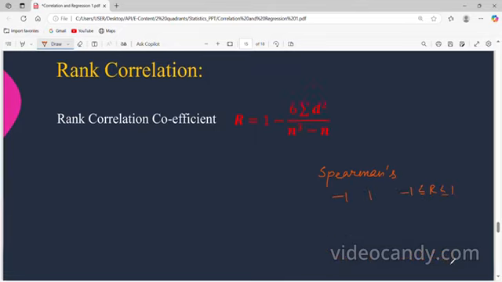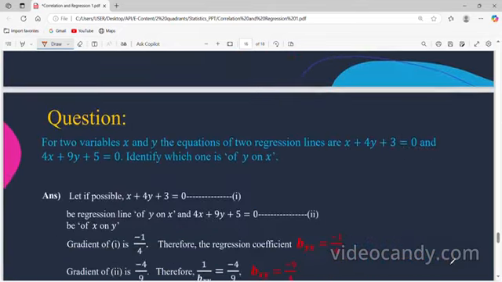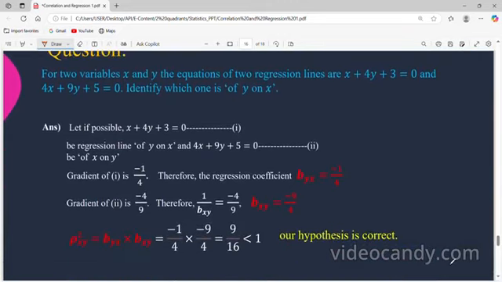So here is one question. For the two variables x and y, the equations of two regression lines are x plus 4y plus 3 equal to 0 and 4x plus 9y plus 5 equal to 0. Identify which one is y on x. We don't know which one is x on y and which one is y on x regression line, so we will take trial and error.